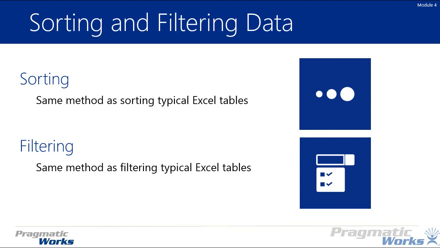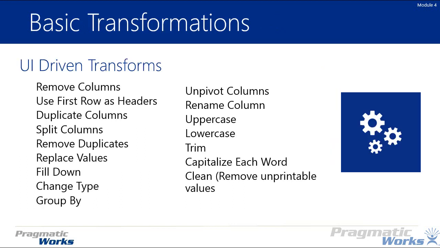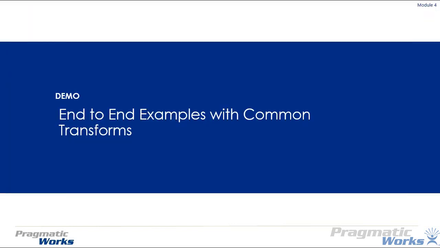But there are some more complicated transforms that you can do as well through the user interface, and I have some of them listed here. Things like removing columns, make the first row your headers, uppercase, lowercase, trim the data, fill down. There's some really interesting ones in here like group by as well. Unpivot is a very popular one you'll find yourself using quite a bit. So there's quite a few in here, and rather than just describing each of them, I'd like to actually show you how these work. So what we're going to do next is go through several end-to-end examples of some common transformations that you'll need to know how to use inside of Power Query.